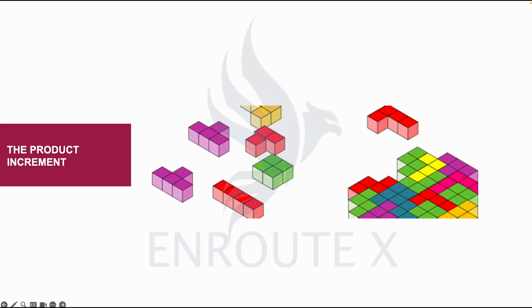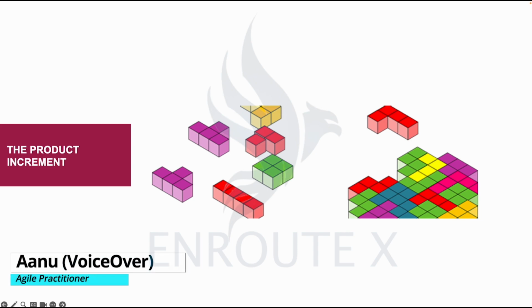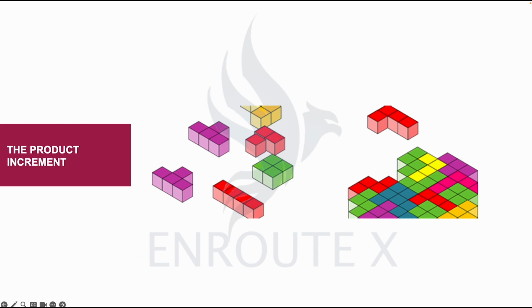We are at the last class of the 3-5-3 of Scrum, talking about the 3 roles, the 5 events, and the 3 artifacts. And the third artifact is the product increment.